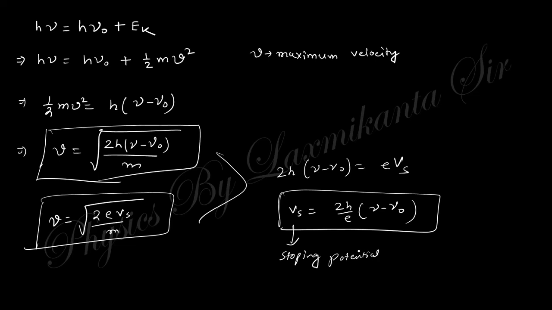So I think everything about the photoelectric effect is clear. Here nu naught is the threshold frequency, and nu is the incident frequency. Okay. So I think everything I wanted to discuss about the photoelectric effect is clear.